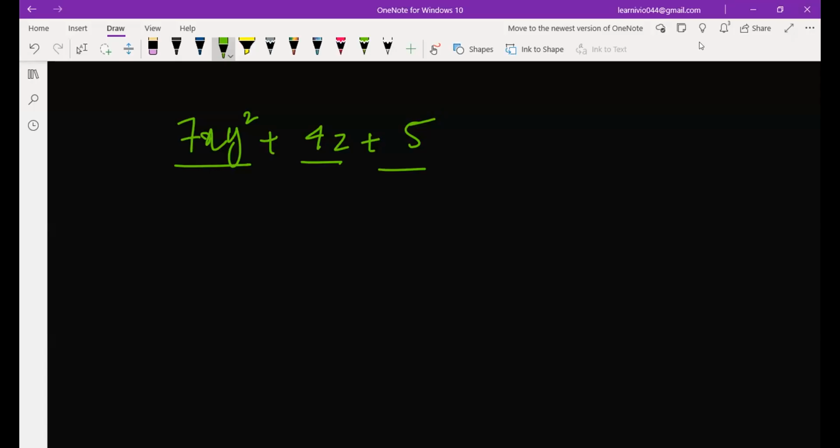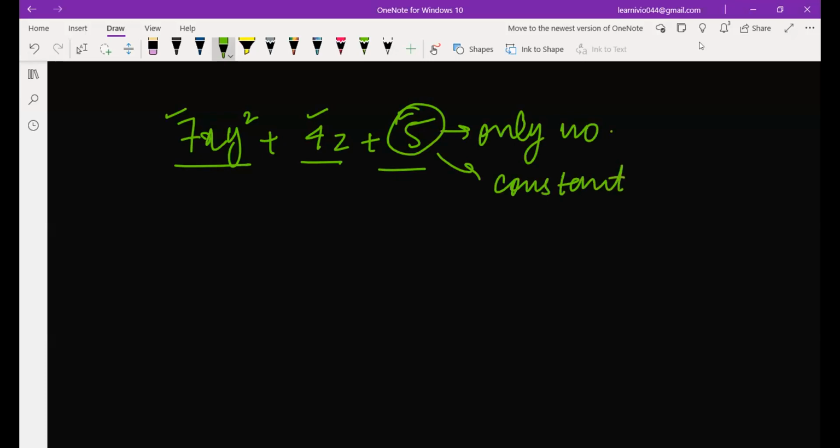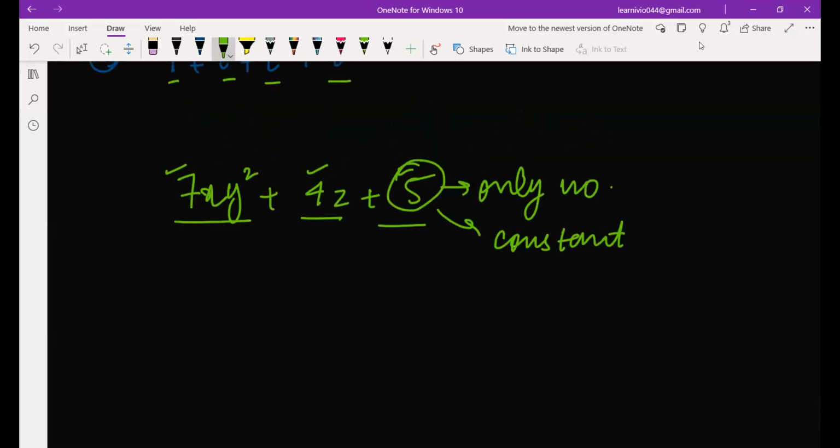Now amongst these three terms, in 7xy square, I have a combination of letter and number, right? I have 7, which is a number. I have x and y square, which are letters. Again, I have 4z, which is also a combination of letters and numbers. I have 5, which is only a number. So when I have only a single number, this is a constant term. But when I have an association of a number and a letter, that is not constant.